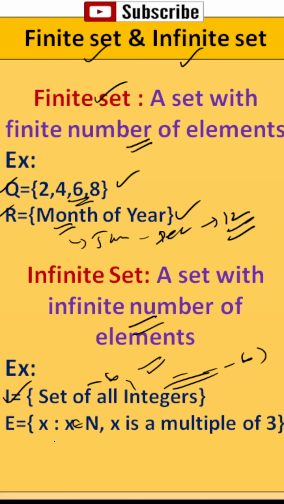As another example, take the set of all x such that x belongs to N. Here, the condition is that x is a multiple of 3. If you write down the multiples of 3 as 3, 6, 9, 12, you can write up to infinity. So this is an example of an infinite set.